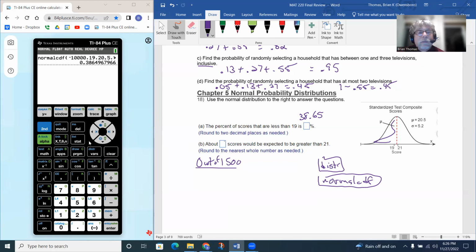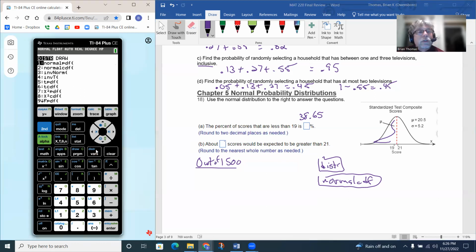So to do that, we hit the same thing. We hit the second distribution, number 2. Greater than 21, though, notice how 21 becomes the lower bound. And our upper bound is going to be some really big number, so we'll just use 10,000. Again, the mean is 20.5. The standard deviation doesn't change. We put that in.